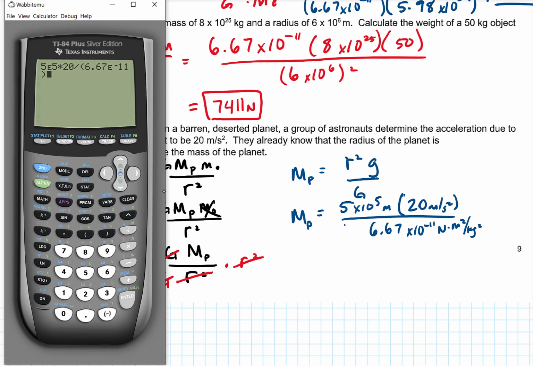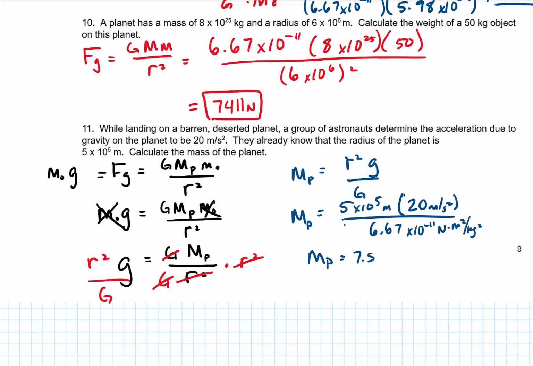Oh, and you know what we forgot to do? We forgot to square the 5 times 10 to the 5th. So we'll go second insert. Oop, did it wrong. Delete that. We want to make sure there's a squared there. And so the mass of that planet comes out to be 7.5 times 10 to the 22nd kilograms. And again, that has to be squared up there because the radius has to be squared. All right.